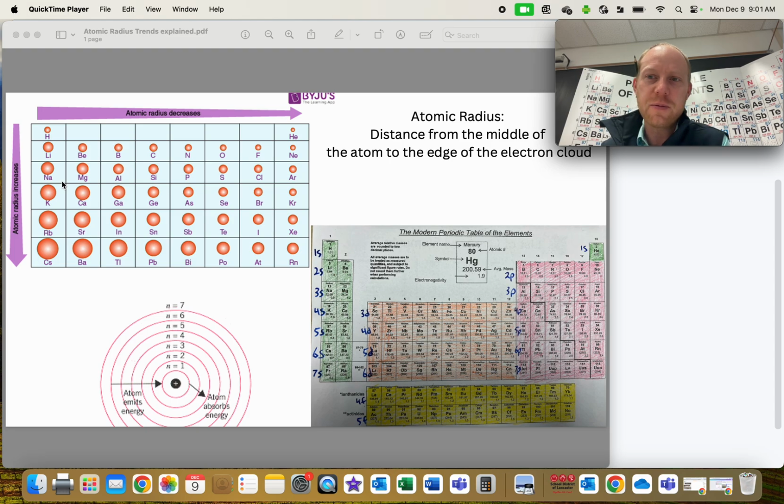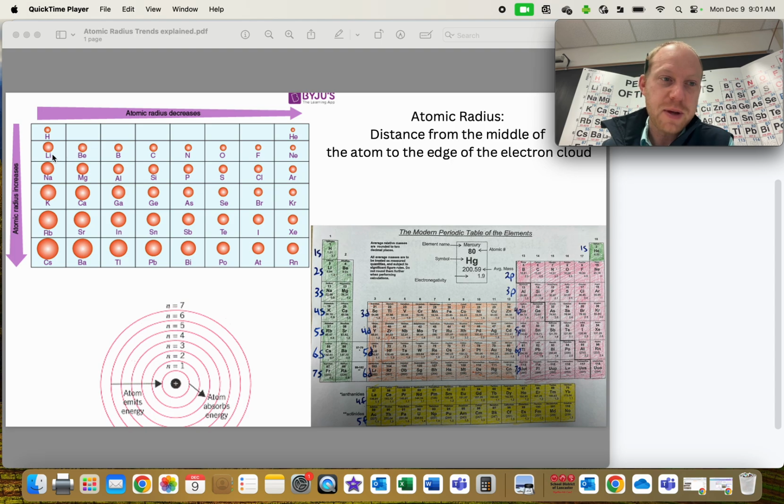But we notice a really interesting trend. As we move left to right, we're adding more protons and more electrons, but the size of the atom is getting smaller. And that's really counterintuitive, right? Does that really make sense? So what's happening is very simply opposites attract. The positive protons in the nucleus are attracting the negative electrons in the electron cloud.